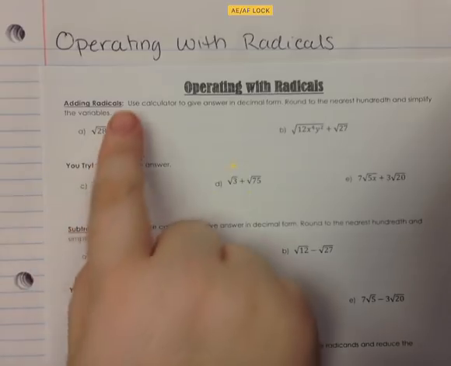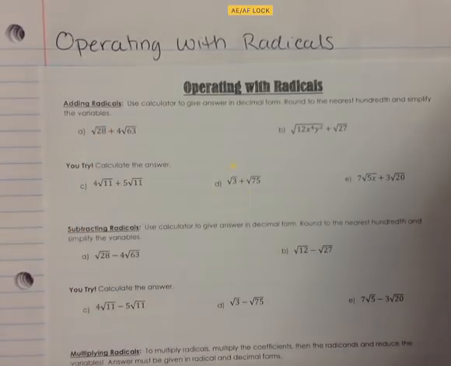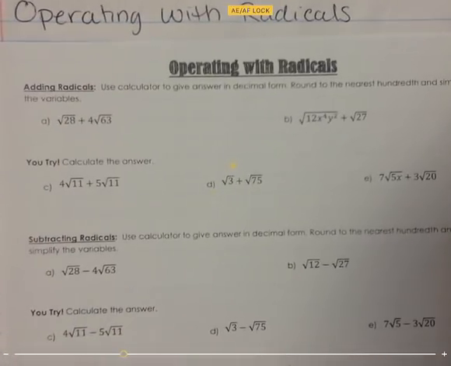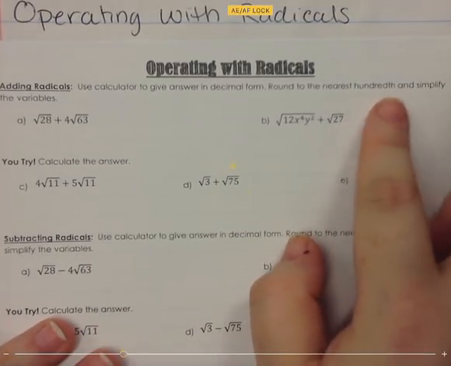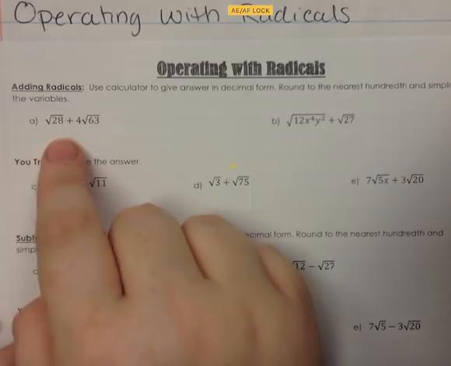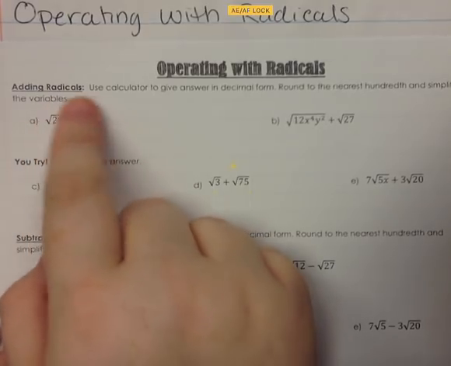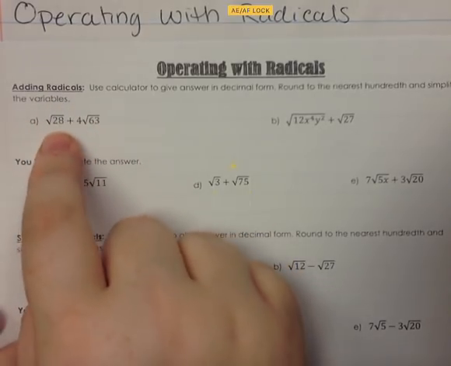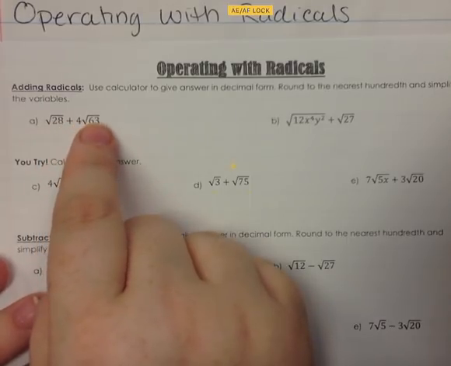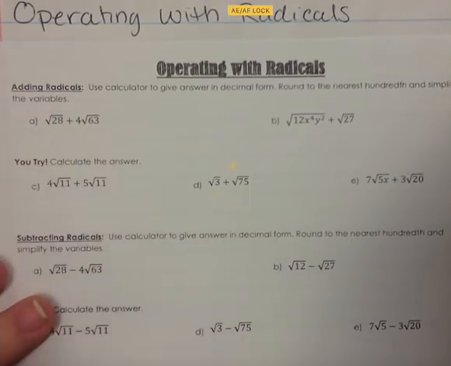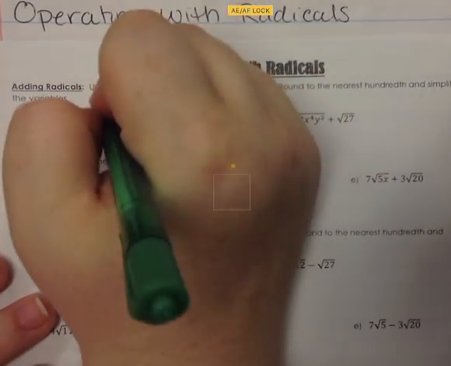So our first part, we're going to add radicals. We're going to use our calculator to give answers in decimal form. We're going to round to the nearest hundredth and simplify the variables. What that means is if it's just numbers, we're going to get just a value. So if we look at example A, we have the square root of 28 plus 4 square root of 63. These are just numbers. That means we're just going to use our calculator.